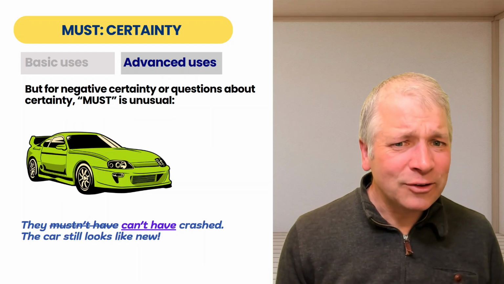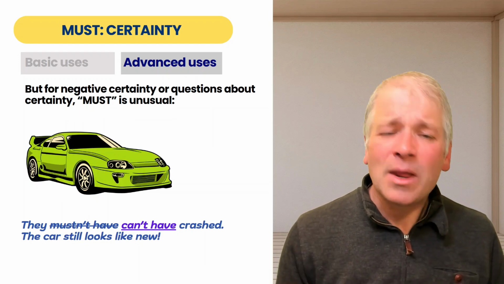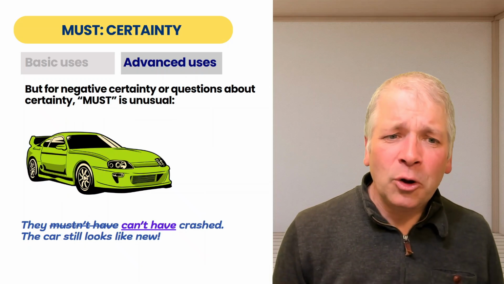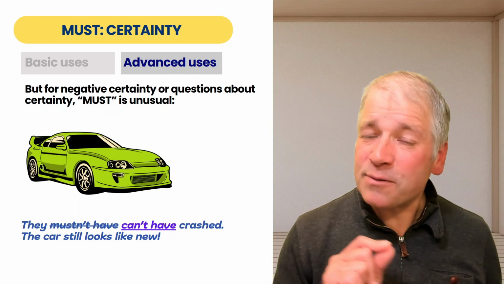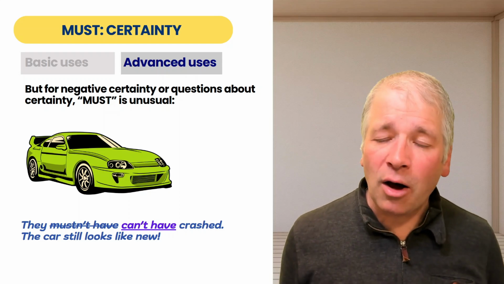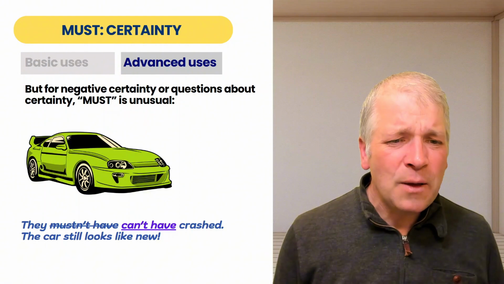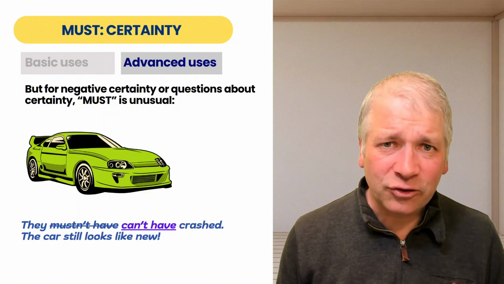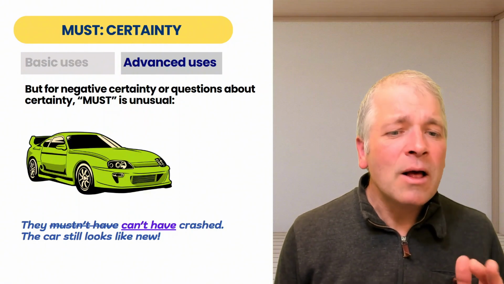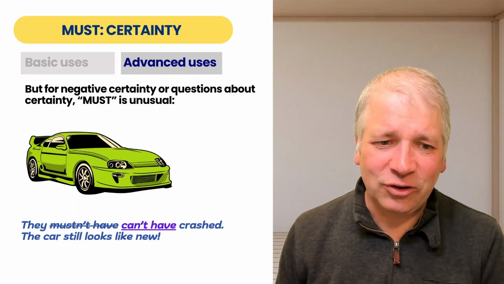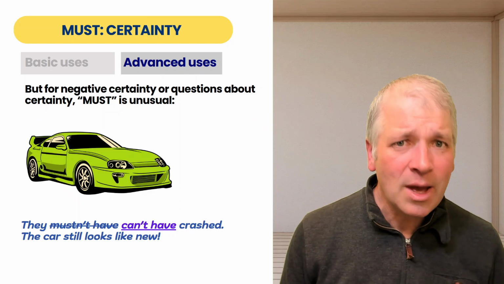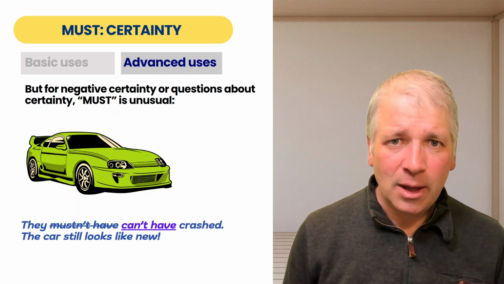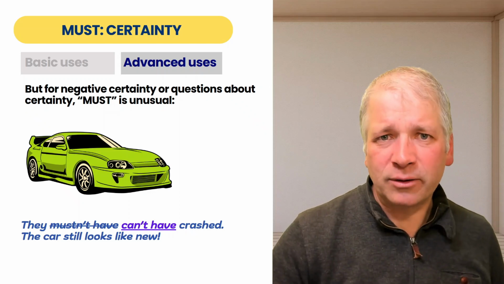For negative certainty, there's a difference. Must is unusual with negative certainty or questions about certainty. Instead of saying must, we usually use can't. We wouldn't normally say they mustn't have crashed. We're probably going to say they can't have crashed. The car still looks like new. So it's logical deduction and we're certain about something. But we use can't rather than mustn't.